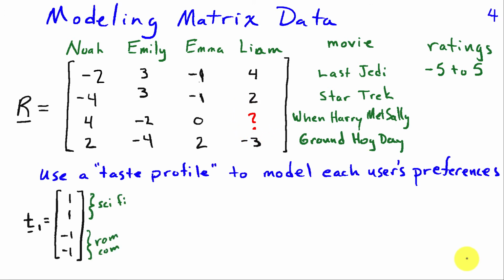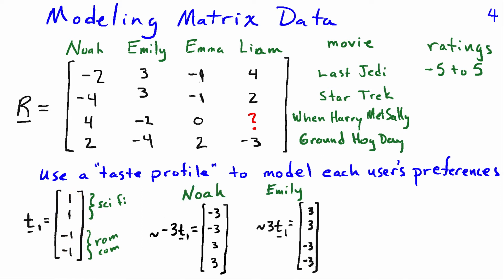A common way to approach this sort of problem is to introduce the idea of a taste profile that we use to model the preferences of the users. I'm going to assume that our viewers might have a preference for sci-fi movies or a preference for romantic comedies. And so we'll introduce this taste profile, which has opposite signs. So let's use this taste profile to approximate Noah's preferences.